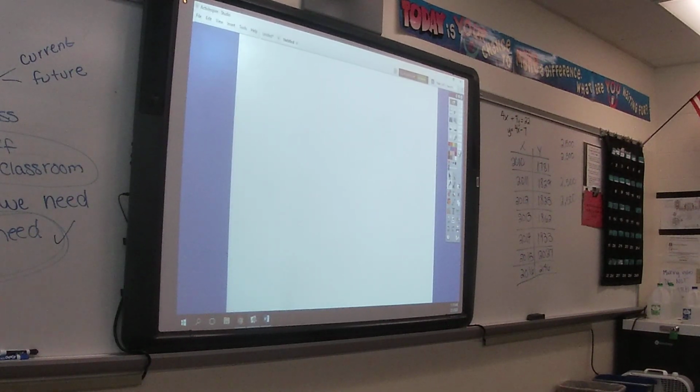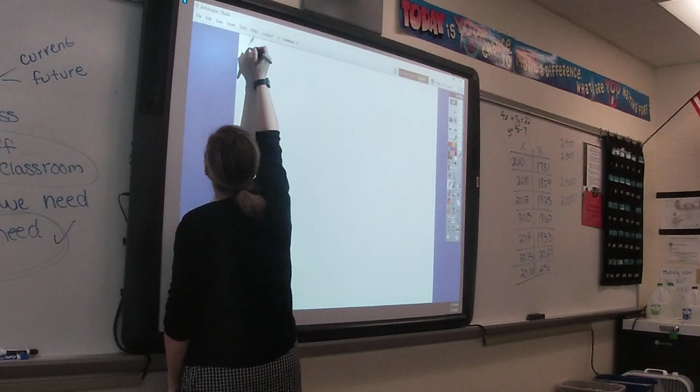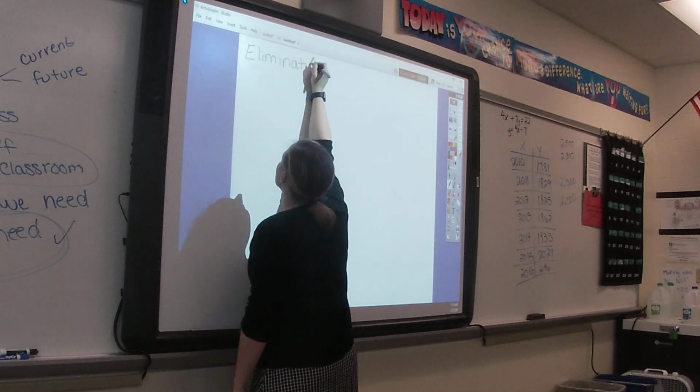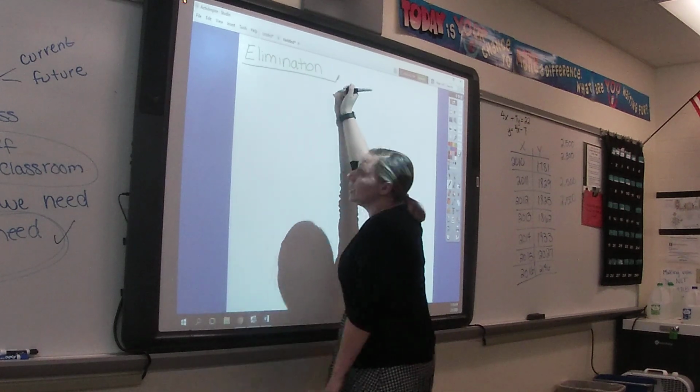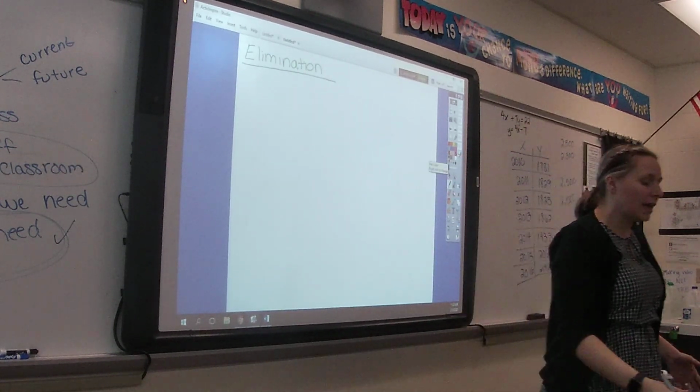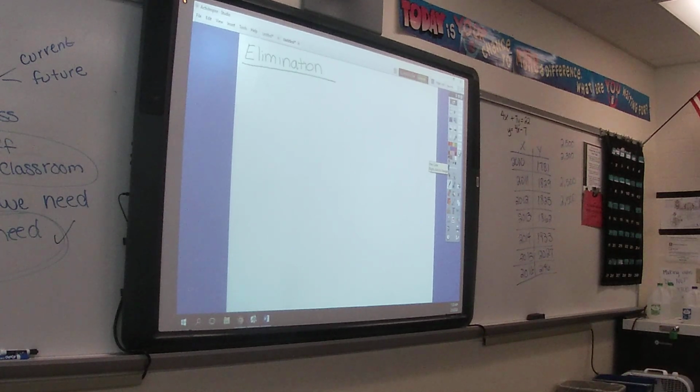Now that we are looking at elimination, we have to figure out how to manipulate an equation to make it fit the elimination process. It isn't just magically going to look like everything is nice and neat with the numbers.